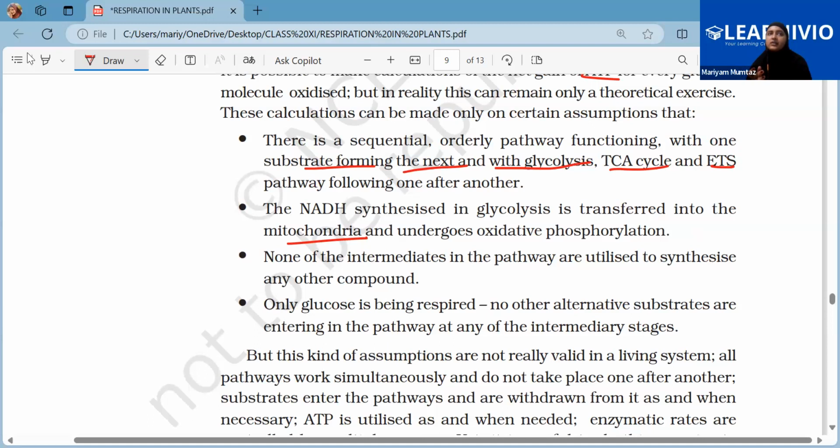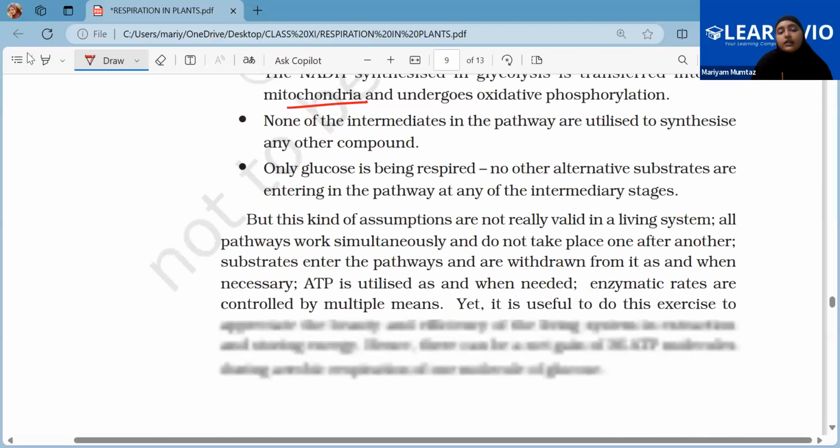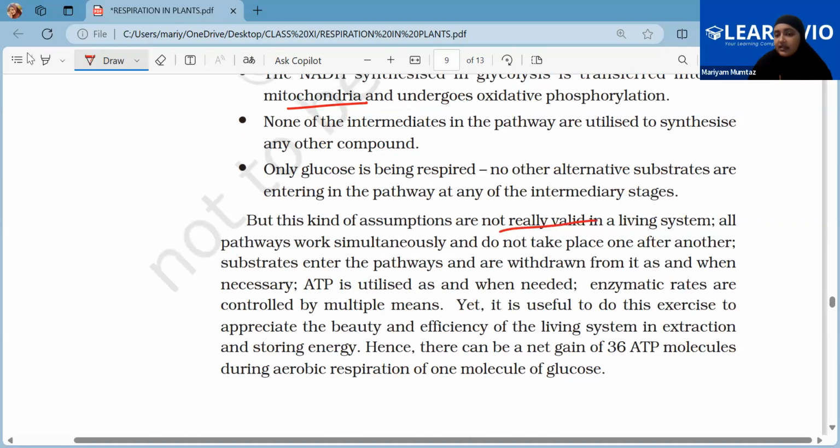These are, you can say, assumptions we are creating of a very ideal condition, which is not possible in a living organism, because there are so many steps that happen in the body, and nothing is so perfect. All of the things are happening at once, so we cannot consider the ideal condition. So these kinds of assumptions are not really valid in a living system. All pathways work simultaneously and do not take place one after another. Substrates enter the pathways and are withdrawn from them, and only whenever it is necessary are the substrates withdrawn and made to synthesize ATP.